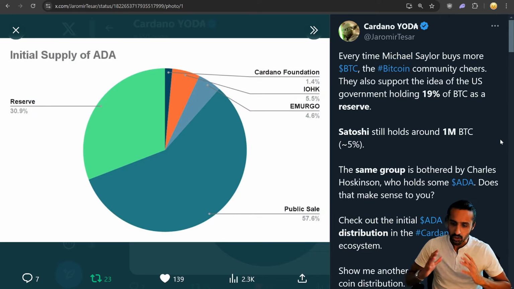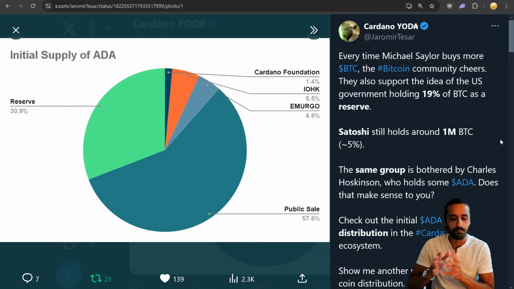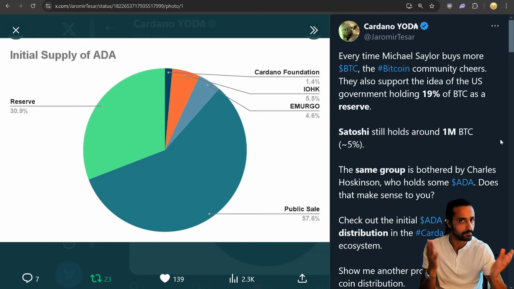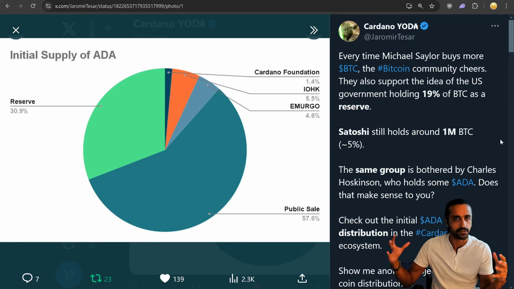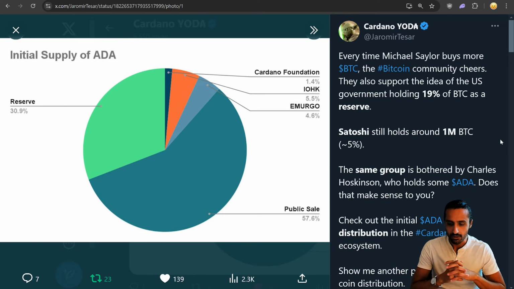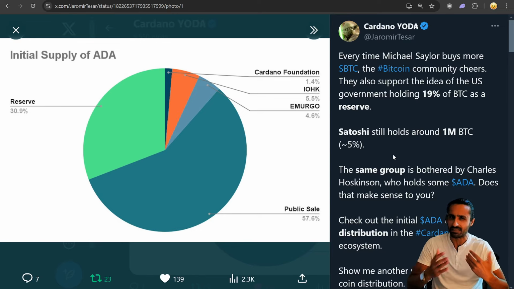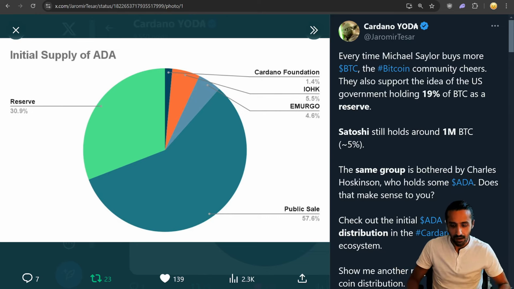Speaking of sensible, Cardano Yoda on Michael Saylor. Every time Michael Saylor buys more BTC, the Bitcoin community cheers, right? They fanfare, they applaud. They also support the idea of the US government holding 19% of BTC as a reserve. And I remember hearing about this in the previous cycle, concerns about the US Treasury adding to their big holding of Bitcoin. Satoshi holds around 1 million BTC, about 5%. The same group is bothered by Charles, who holds some ADA. Does that make sense to you? Not really, right? It does not make sense.